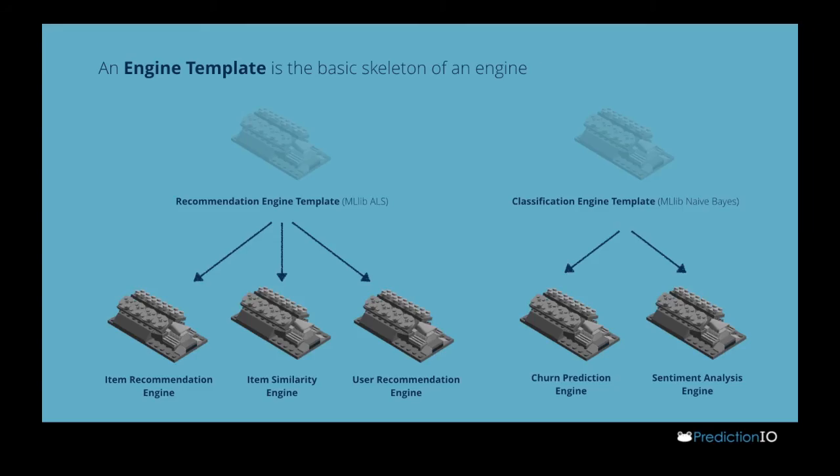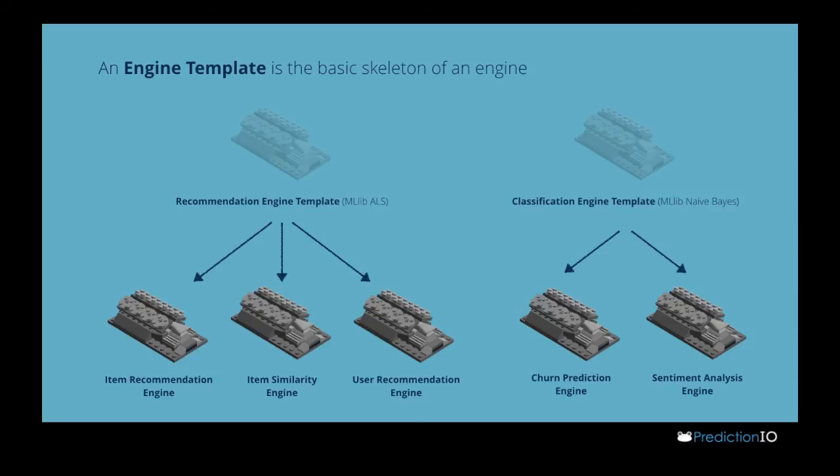And I mentioned at the start of the tutorial that we have this concept of an engine template. So you can think of that as the basic skeleton of an engine. For recommendation and for classification, we have these templates in our quick start tutorial. And then different users and companies that are using PredictionIO have essentially customized that engine for their use case.